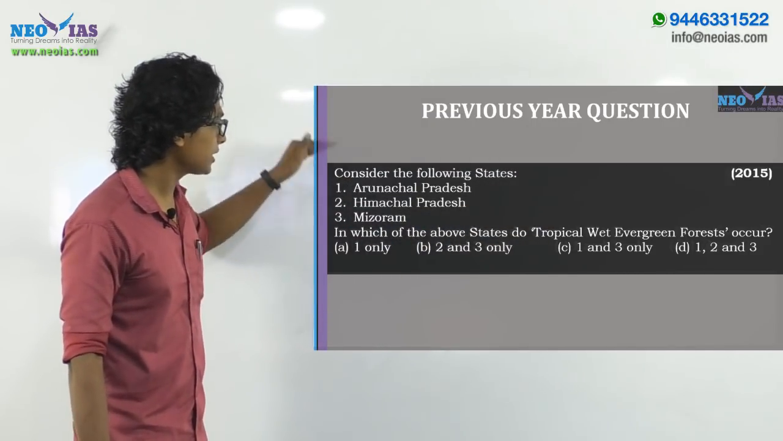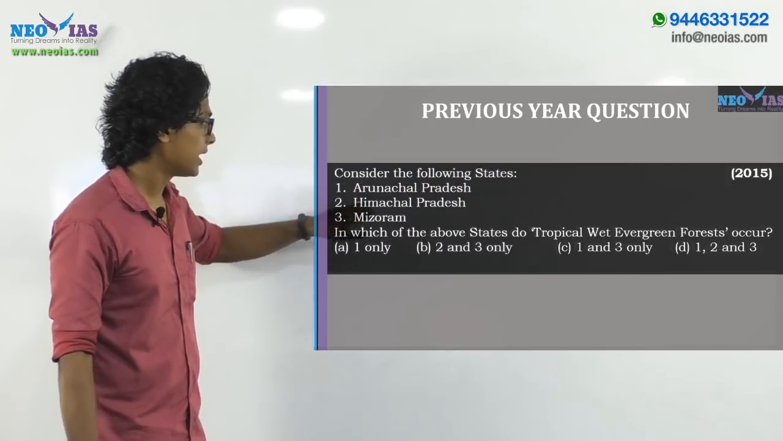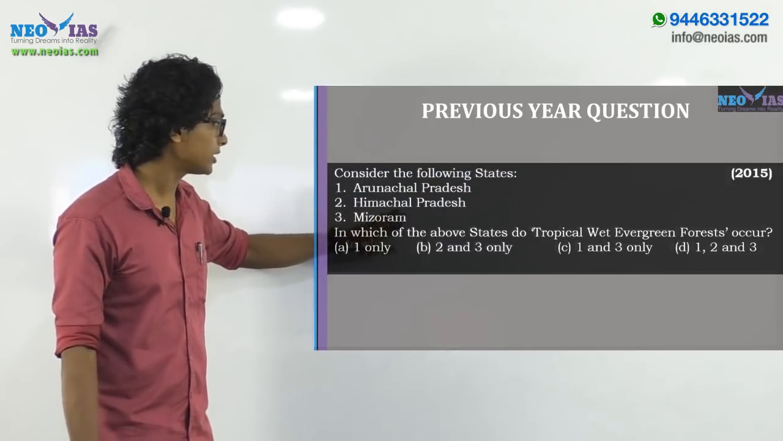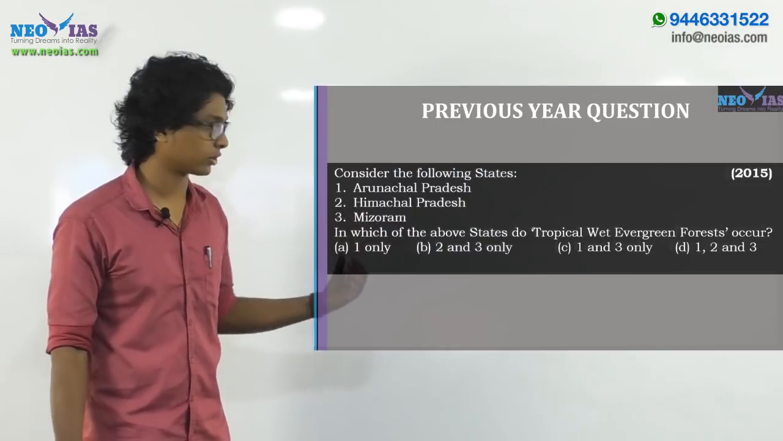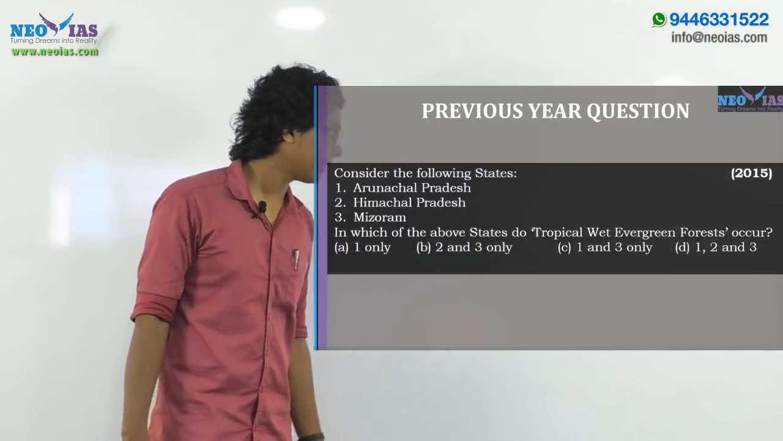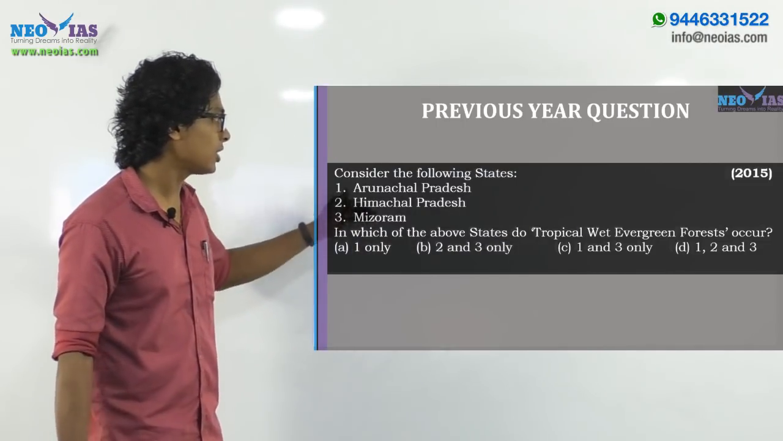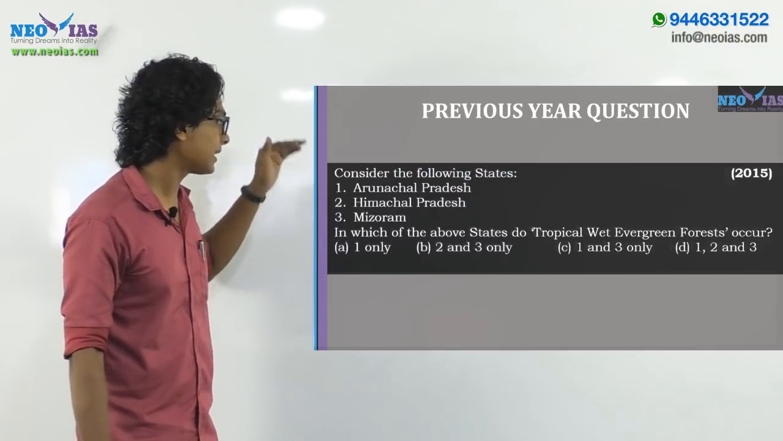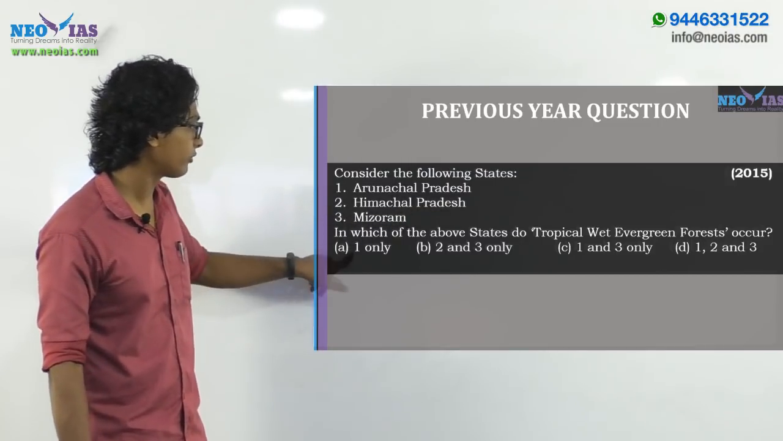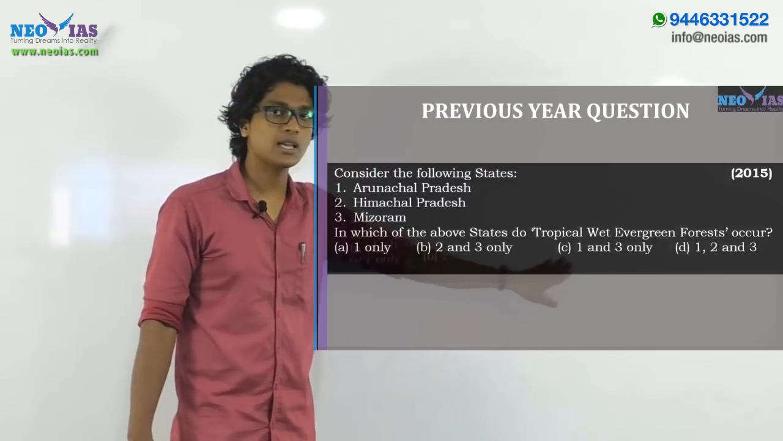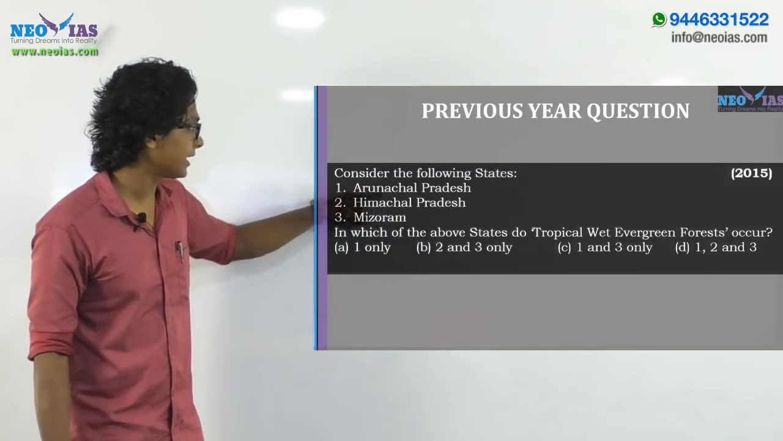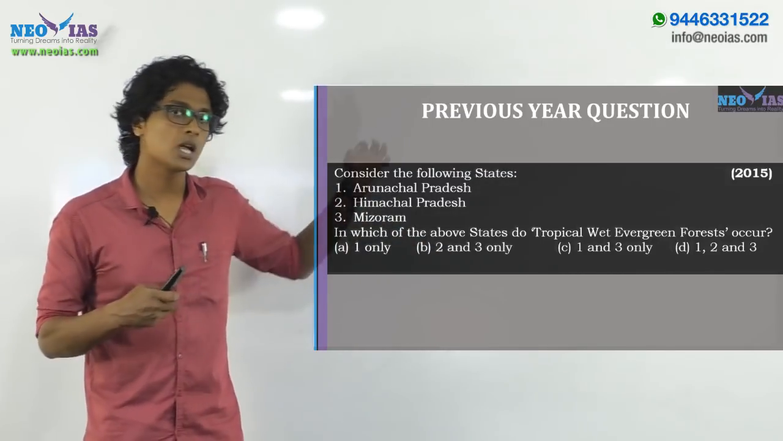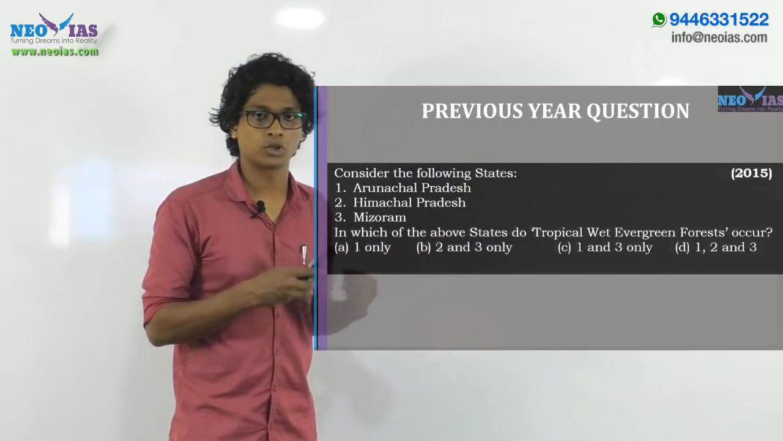1, Arunachal Pradesh, Himachal Pradesh and Mizoram. As you can see, the Himachal Pradesh regions, they are having mountain forest, not the tropical wet evergreen forest. And eliminating that from the options, we'll get the answer as 1 and 3 only, right? What is left will be A as well as C. And in both of these regions, right, the Arunachal Pradesh and Mizoram, we are having the tropical wet evergreen forest.